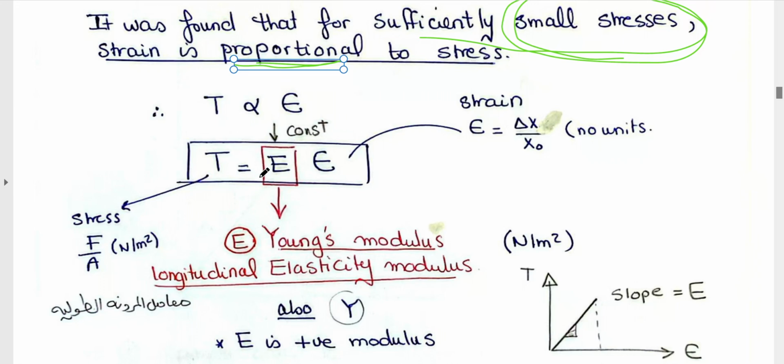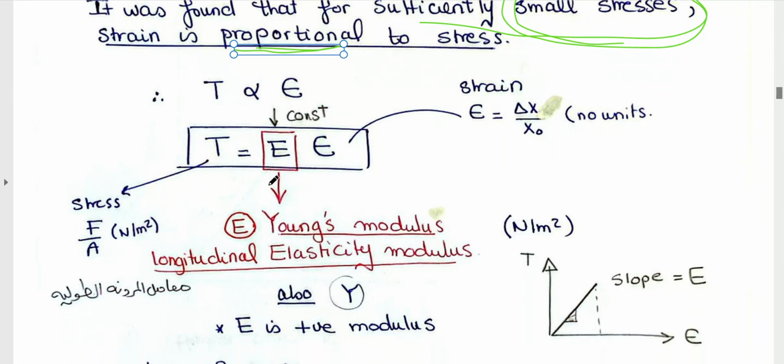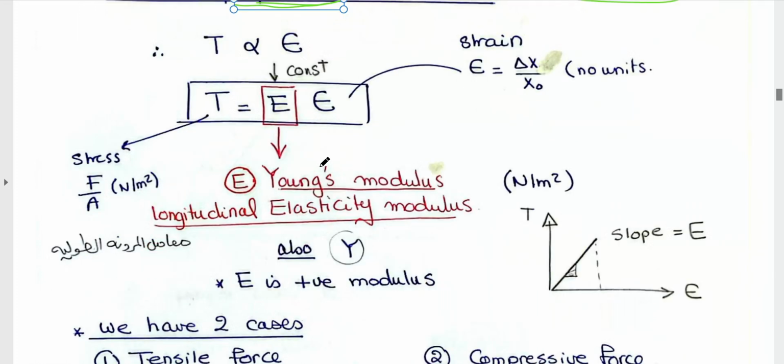This constant for longitudinal elasticity is called Young's modulus. T, the stress, equals E, Young's modulus, multiplied by epsilon, which is the strain. Young's modulus unit is Newton per meter squared, because the unit of stress is Newton per meter squared and the strain has no units.